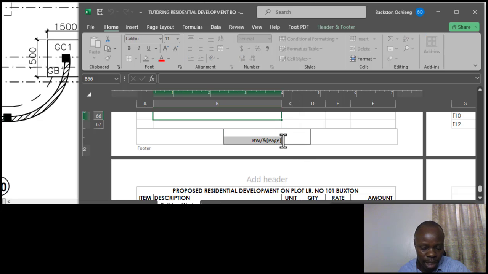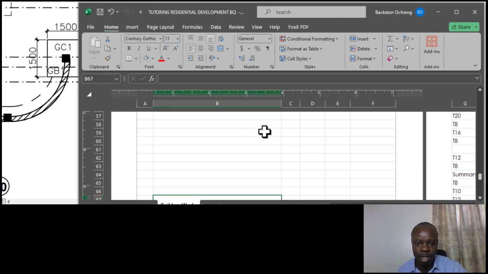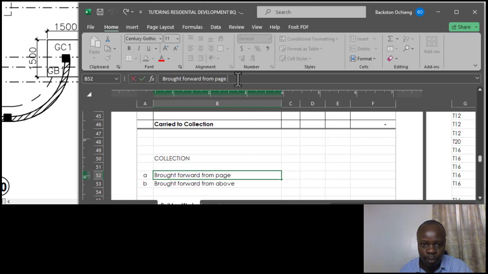If you didn't catch that, just go to the footer, go to the view tab, page layout, type that item at the footer. Whenever you want it, you can have it on either side. So builder's work, stroke, and page, then you close that. Very easy, I'm sure about that. So the first one is going to be from page, builder's work, stroke 1. So that is where we have the first item.